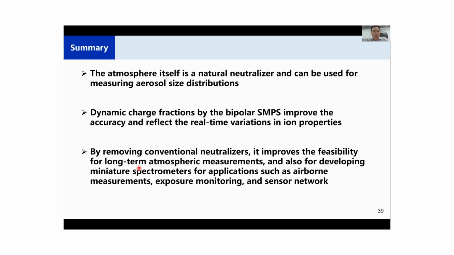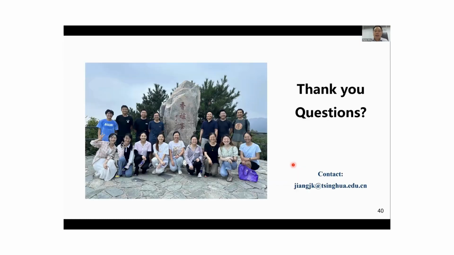And we also show that removing the neutralizer improves the feasibility of long-term atmospheric environment measurements and also provides an opportunity for developing miniature spectrometers for applications such as airborne measurement, exposure studies, and sensor networks. So with that, thank you for your attention.